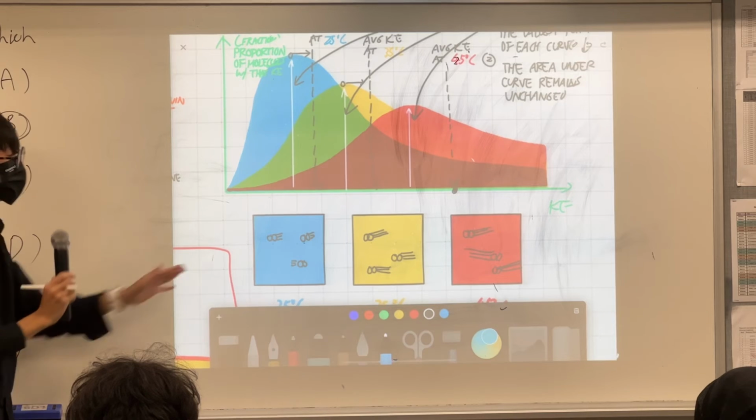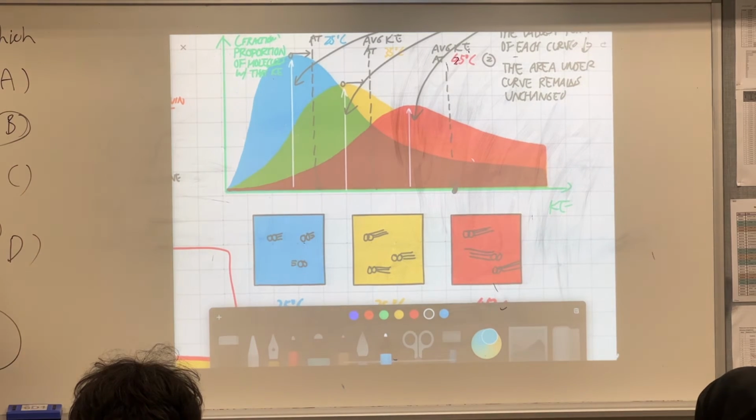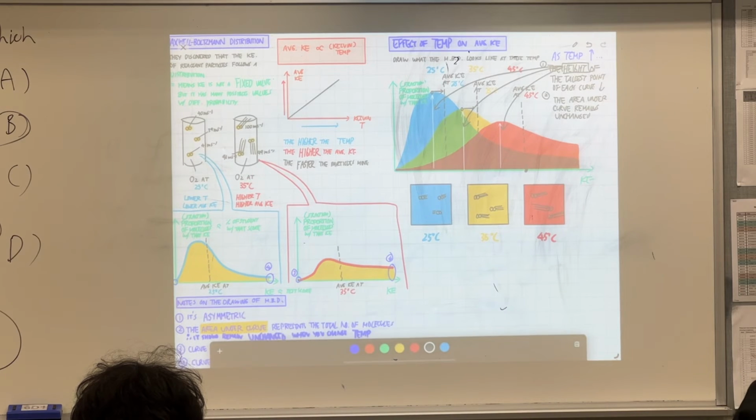Changing temperature will not change the number of particles. So the area stays constant. That's the effect of temperature. Now, any question about the MPD? No? Okay, so this is what you need to know. You need to know how to draw it.